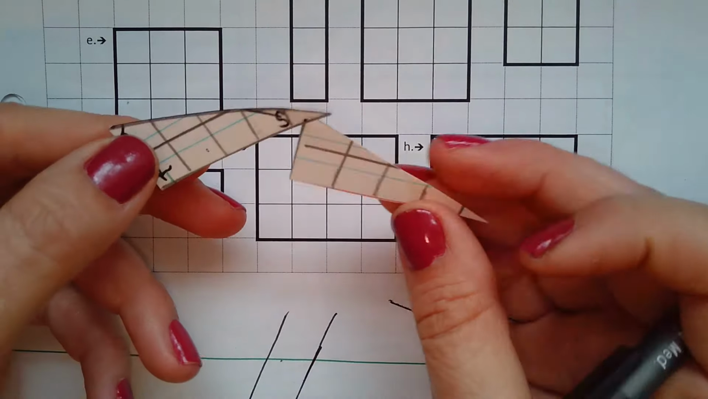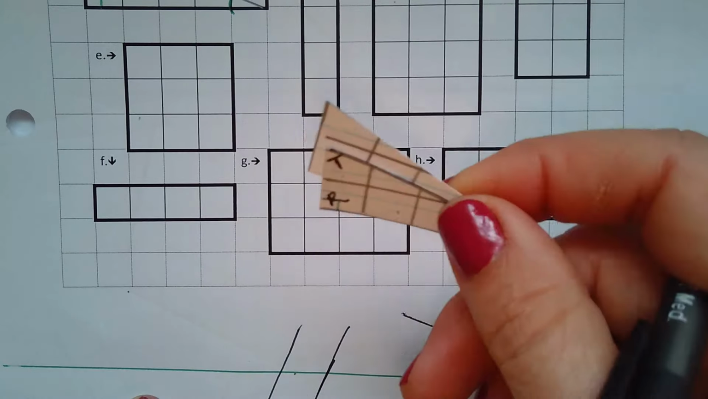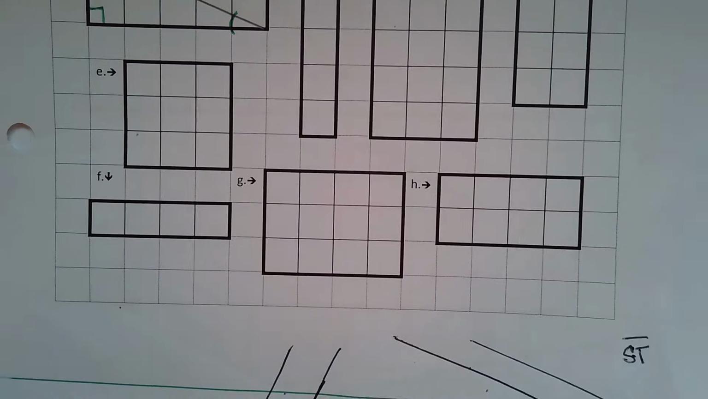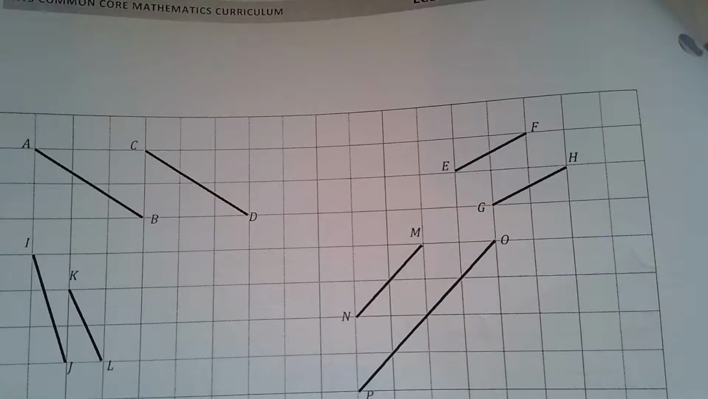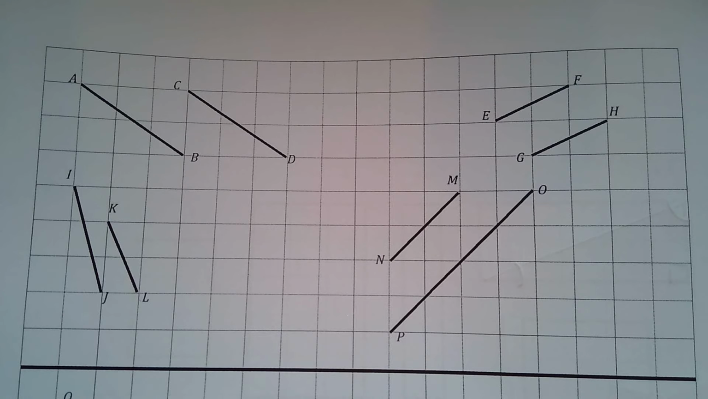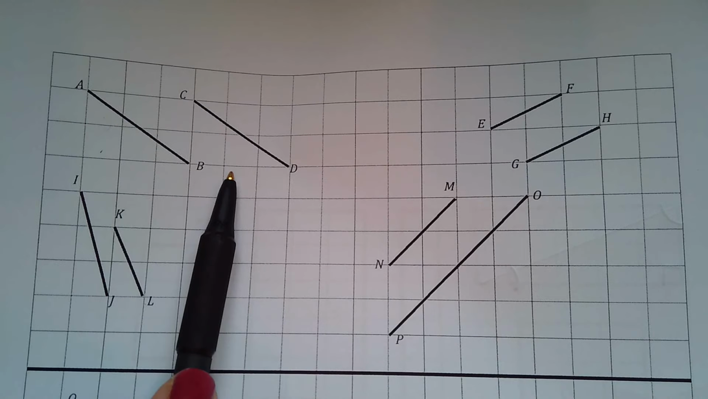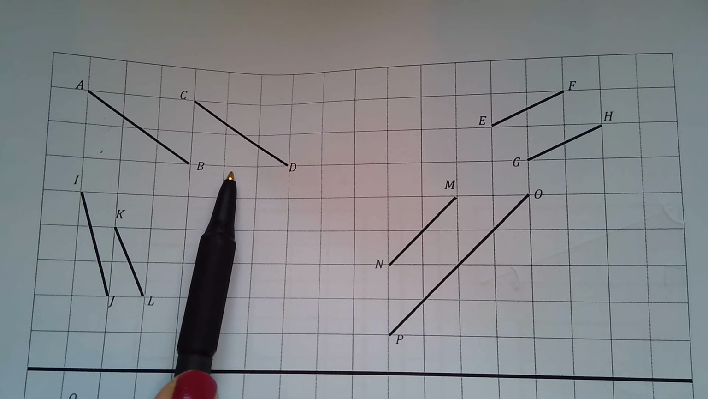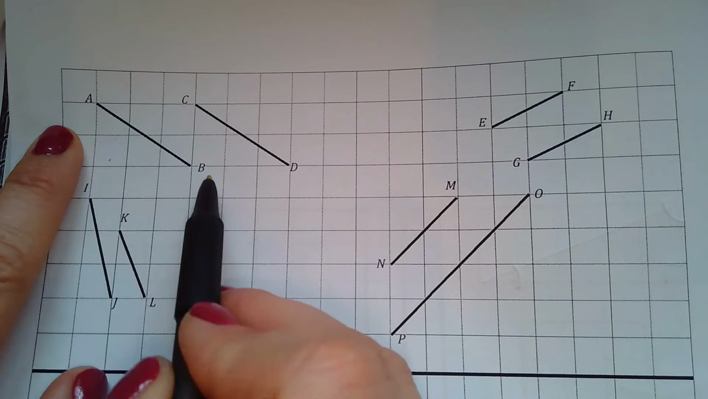All right, now you don't want to lose these triangles if you did cut them out, because we're going to use them again this week. So moving on, let's go to the next side of our concept development, our problem set packet. I want you to look at line segment AB and CD. Using the grid lines, I want you to visualize a right triangle that has AB.